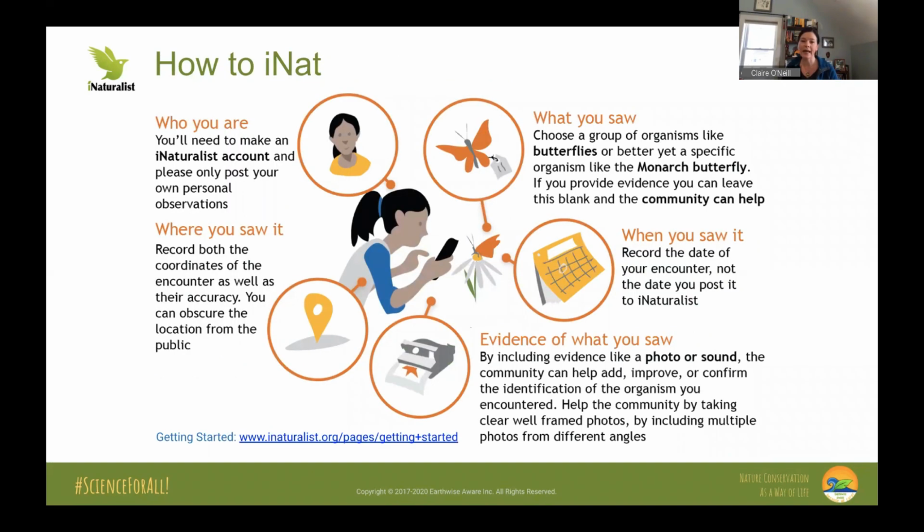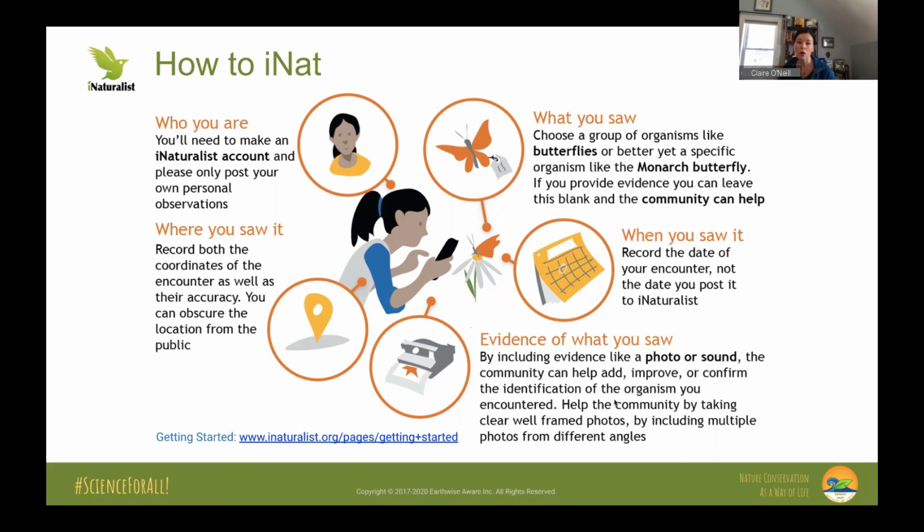So how to iNat? Again, in a nutshell, that's really from their getting started tutorial. You're going to create an account on iNaturalist, telling who you are, right? And then when you take your picture, what is important is where you see it. So there are 2 things that come into the picture there, which is where you see it and when you see it. If you use your phone, make sure you have your GPS location on, because then you're going to have the metadata about the where and the when there, right?